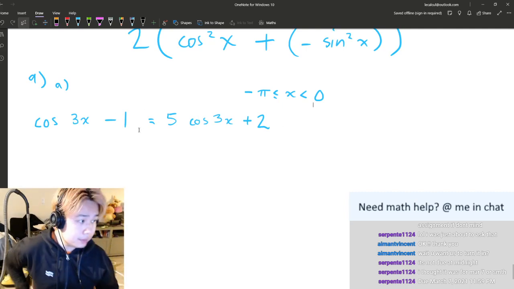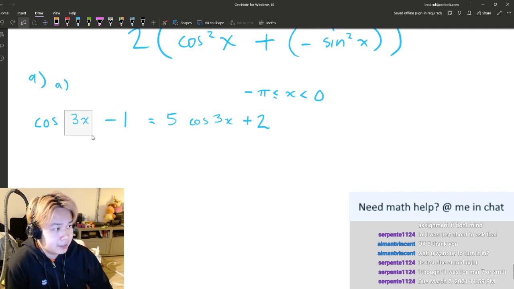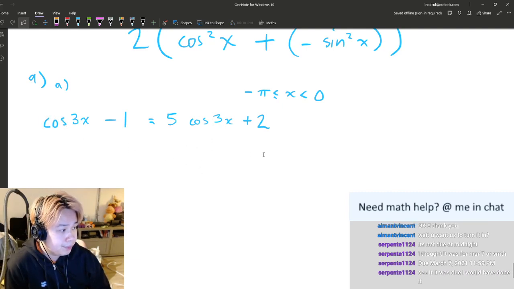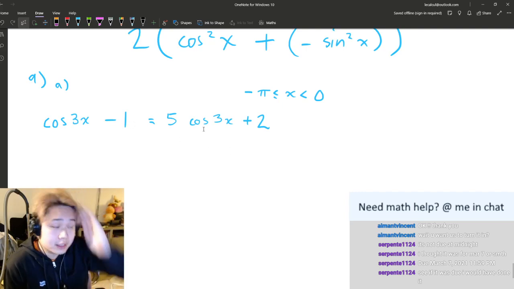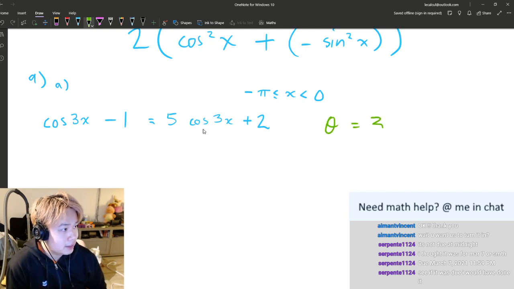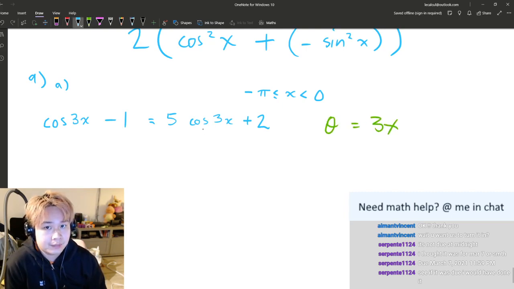And then there's a couple of things. The first thing being is that it's no longer just cosine of an angle, it's cosine 3x. And I didn't do an example like this one because I just didn't want to take that much time. But what you can do is, if you don't feel comfortable with having a 3x, you can just make a substitution and just say that theta is 3x. So hopefully this looks a little bit more familiar to you at this point then.